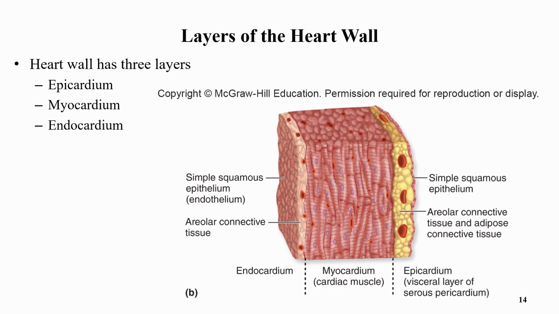The layers of the heart are the epicardium, myocardium, and endocardium. The endocardium is the innermost layer that blood is in touch with. The myocardium is the actual muscle, and you have an epicardium that comprises some connective tissue and outer epithelium.